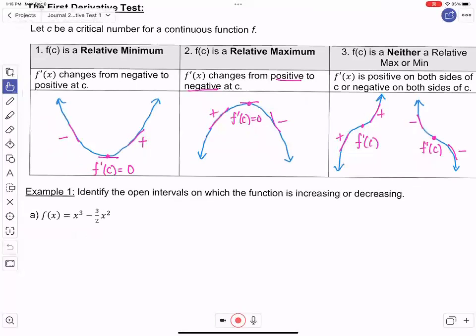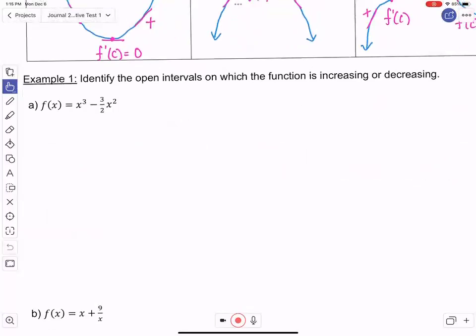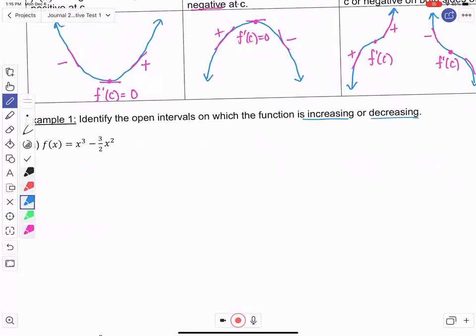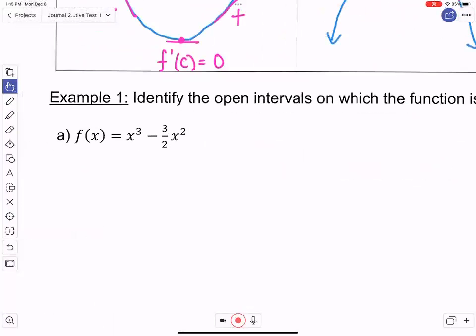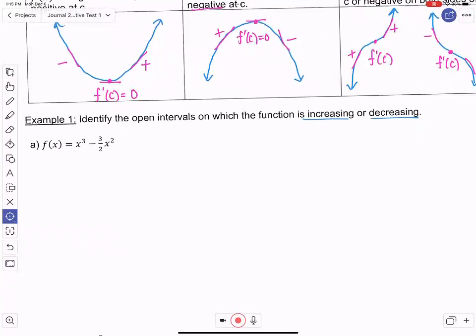All right, let's take a look at this problem. We're about to find where it's increasing and decreasing. To do that, you need a wiggle graph, is what I call it. To build a wiggle graph, you need critical points. So if you have this equation here, if you take the derivative, let's see what we would get.